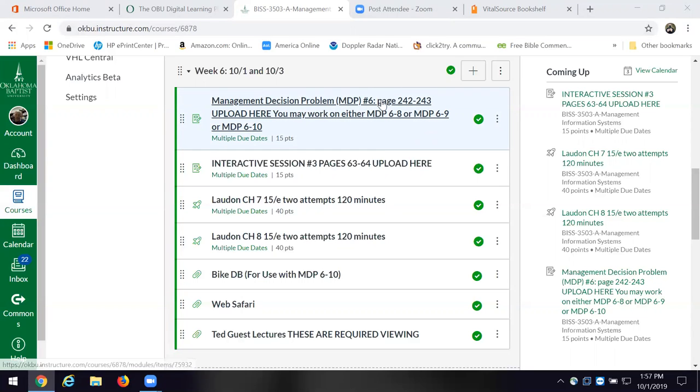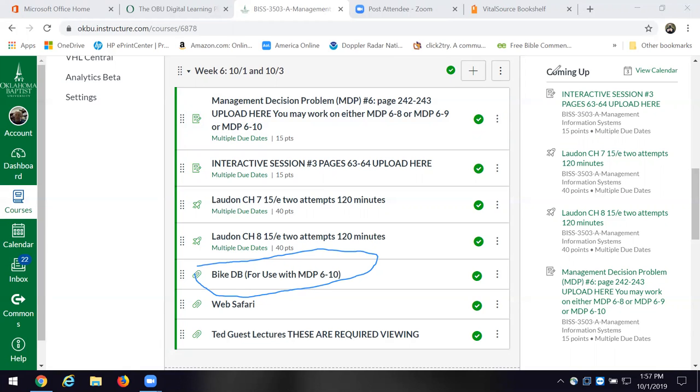today, just to run through, I've got these assignments, Management Decision Problem 6, that you can load there. You can either work on MDP 6.8 or 6.9 or 6.10. If you choose to work on 6.10, I have a file down here that you'll use with that problem. So that's that bike database. That's for MDP 6-10, if you choose to do that.